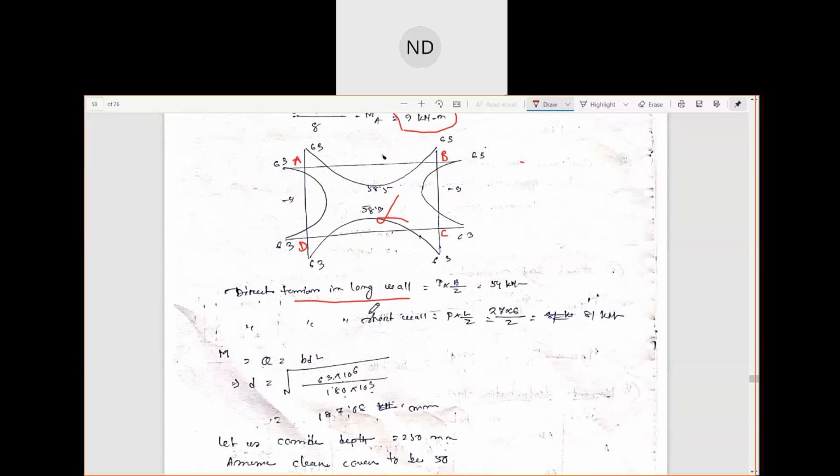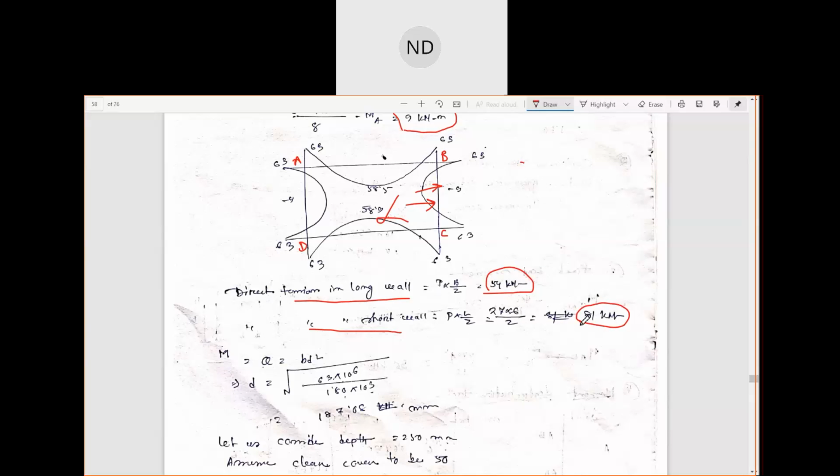WB by 2, and the same case when you're finding out the direct tension in the short wall, then we take the opposite one. This was your shorter wall, which is 4, but we are considering the longer one, because due to this pressure, the tension will be here on this longer wall. So that is why it is WL by 2, that is 27 into 6 by 2, that is 81 kilonewton. So the direct tensions also we have calculated for the longer wall and for the shorter wall.